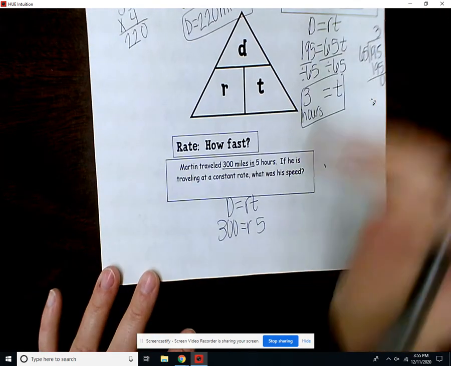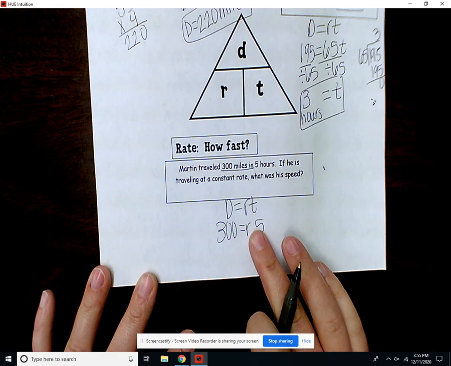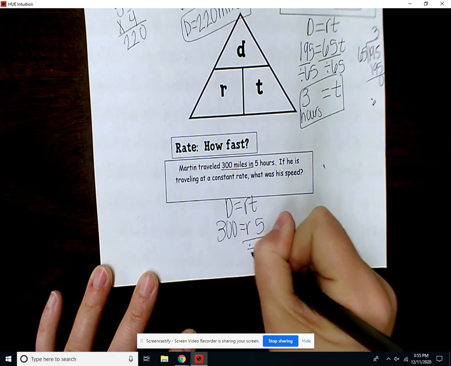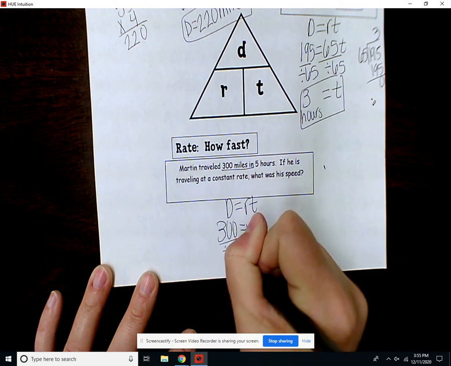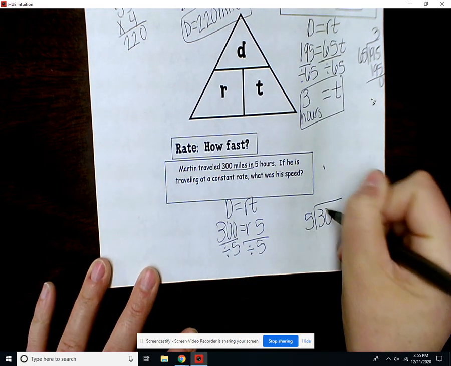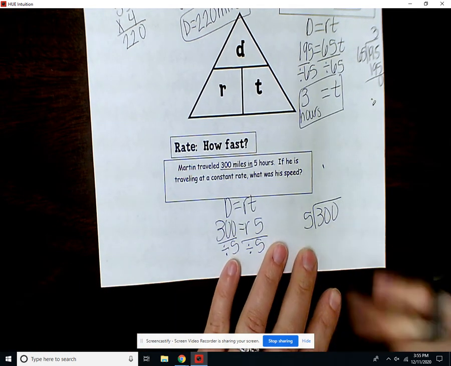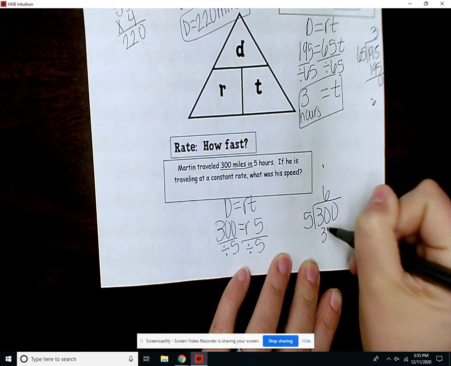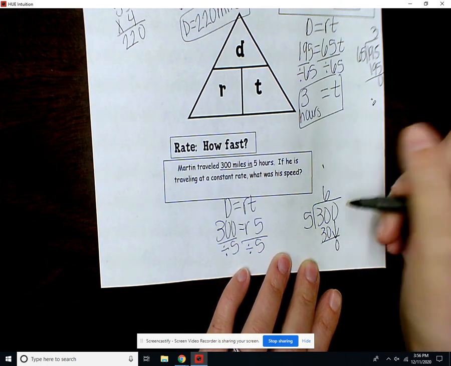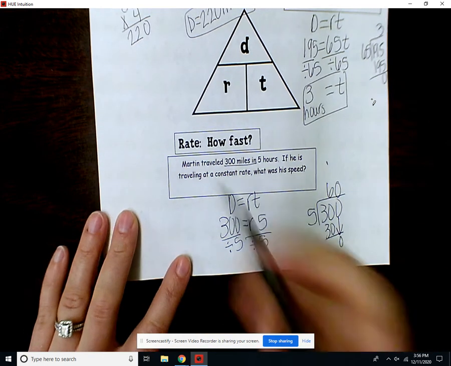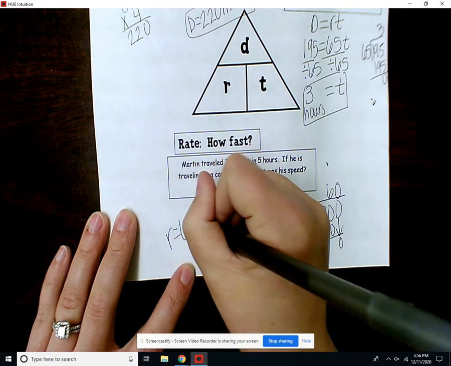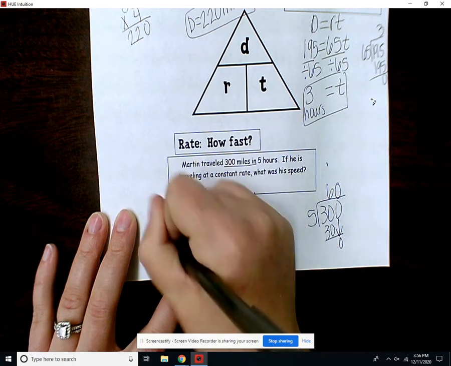Okay, so we have to ask ourselves, what times 5 will equal 300? So again, it's a one-step equation. We're going to divide by 5 to get R by itself. So we have 5 into 300. 5 will go into 30 6 times. And then bring down our 0. 5 will go into 0 0 times. So we get R is equal to 60 in its speed. So it's miles per hour.